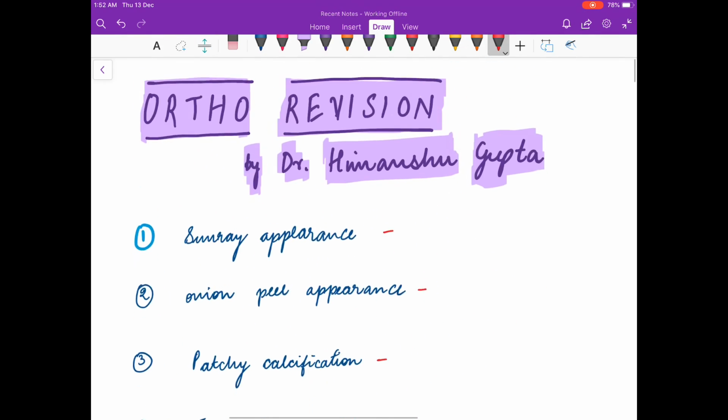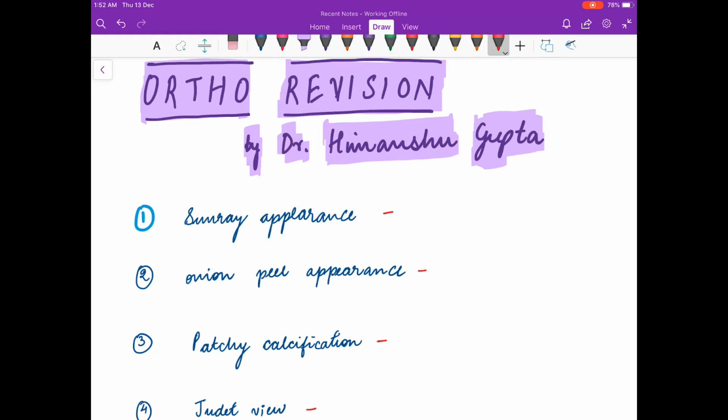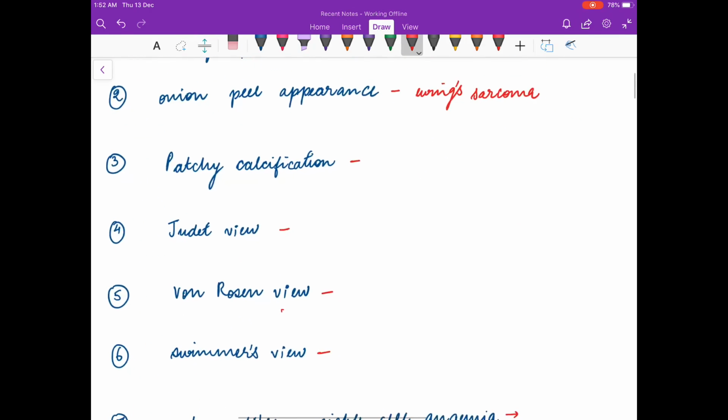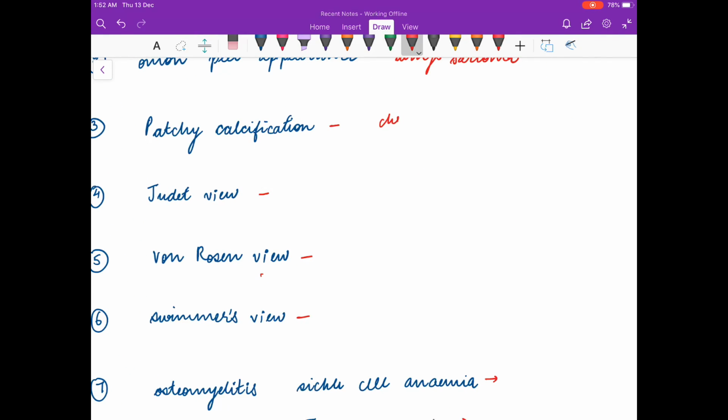So friends, now I will share the answers with you. Sun ray appearance is seen in osteosarcoma. Onion peel appearance is seen in Ewing's sarcoma. Patchy calcification is seen in chondrosarcoma.